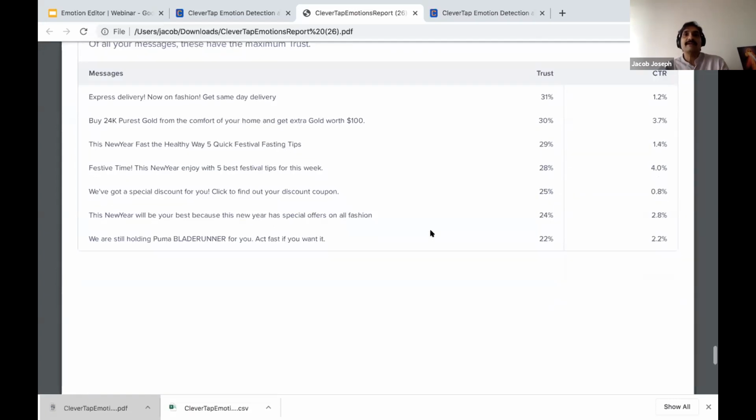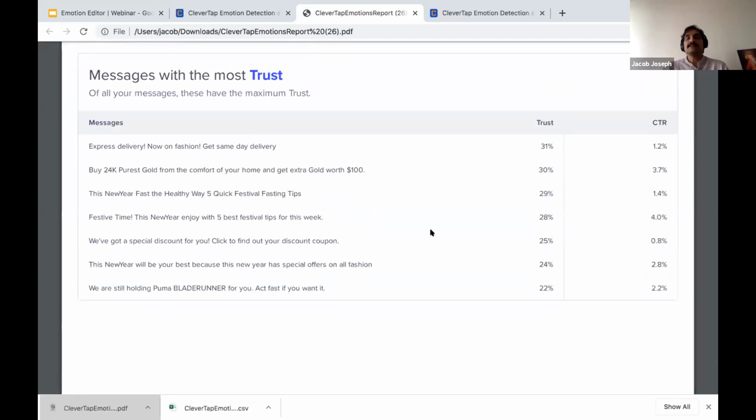And followed by trust. So this is quite a comprehensive report that you can generate for free, and which will give you exactly what works with your audience, what messages have been dominant, what was the CTR attached with those messages, and then you probably can take some calculated decision on how to tweak your messaging towards a particular emotion.